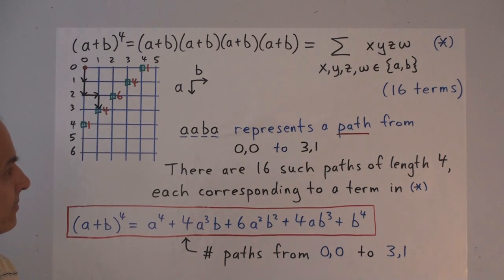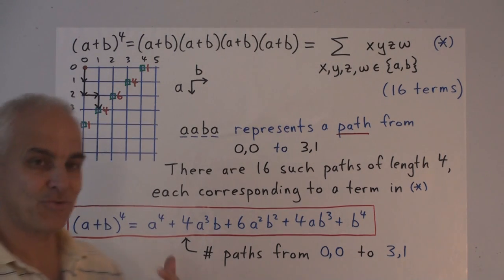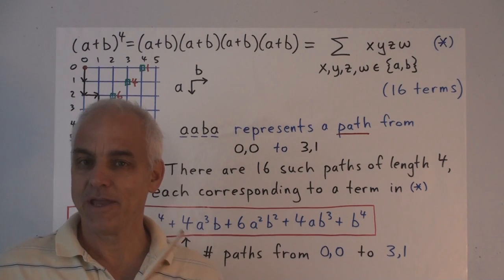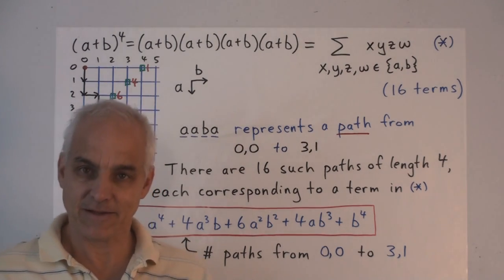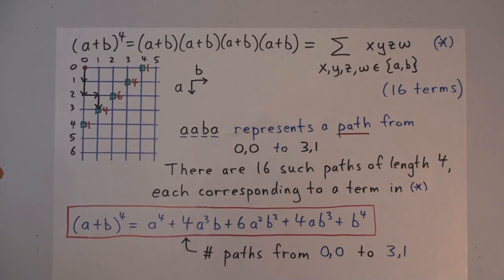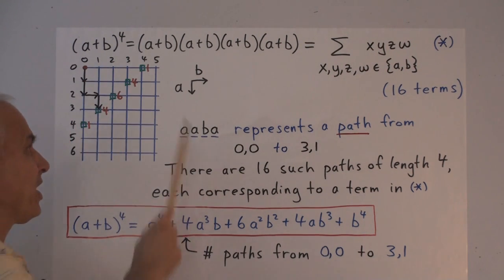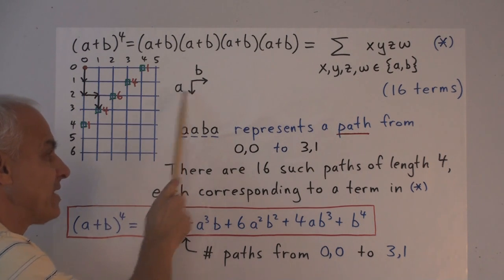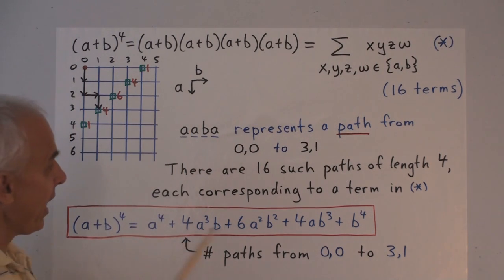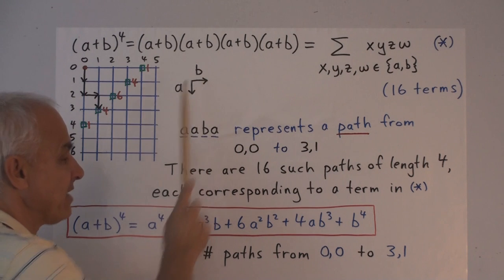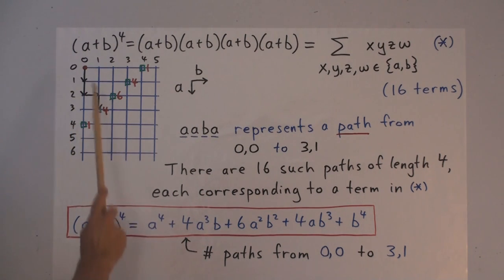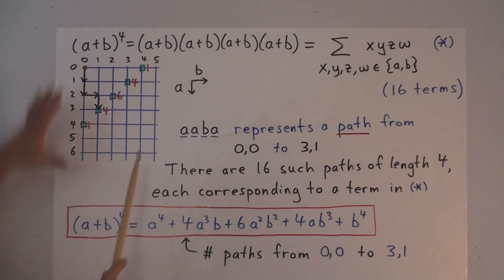And now there's a nice geometrical way of interpreting these strings of A's and B's in terms of paths on a diagram, a two-dimensional diagram. So we agree that the letter A represents a step downwards, and the letter B represents a step to the right. And we're starting up here in this little grid.